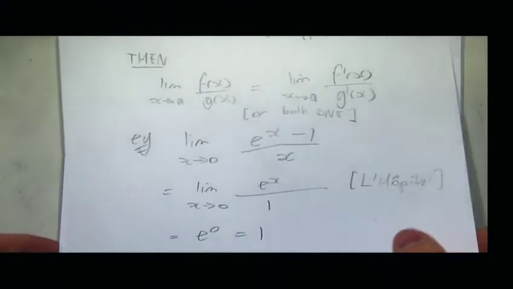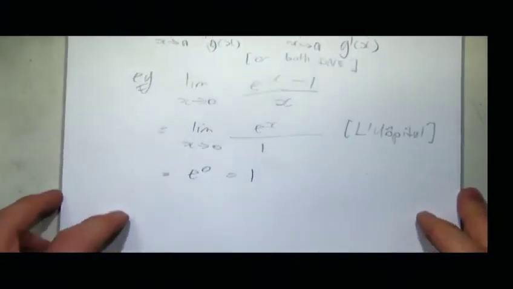If x squared is on the bottom, is it applied the rule again? No, it wouldn't have worked. You can do the rule multiple times, but in this case it wouldn't have worked if I did it again. I'll just do that example.